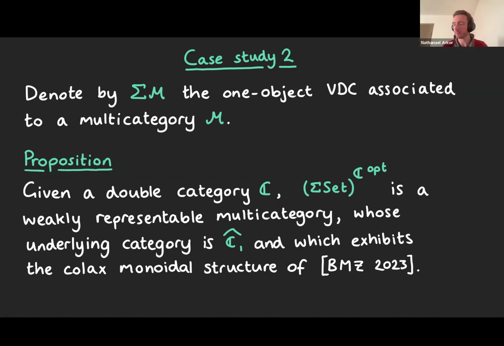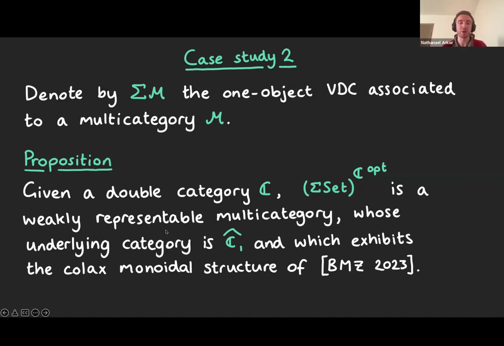for the de-looping. So now if we take a double category C, we can look at the de-looping of the Cartesian monoidal category Set viewed as a multi-category and raise it to the power of C op. Now, this turns out to again be a multi-category. So again, this exponential only has one object. So raising one object virtual double categories to powers preserves the property of having one object. So this is again a multi-category.